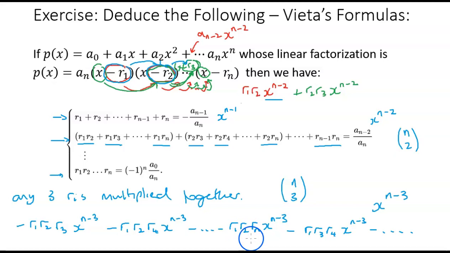And so, that's Vieta's formulae. So we have a nice set of formulas here that can tell us how the coefficients of a polynomial relate to the roots of the equation p of x equal to 0, because that's what these Ri terms are.